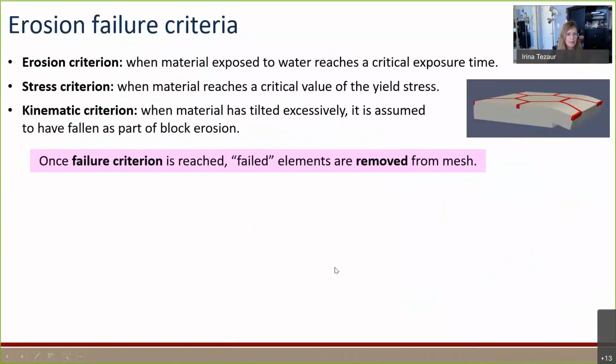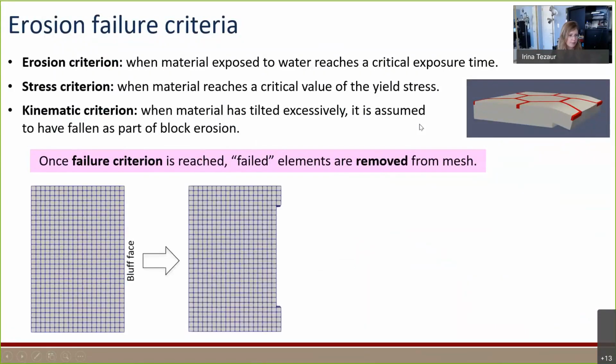And then the last one is the kinematic criterion. This basically just removes material when it has tilted excessively, kind of like the picture shows here, assuming that in that case, it will have fallen off as a part of block erosion. And this has the added benefit of kind of improving the numerics of the simulation, because if you keep this tilted material around, it can kind of mess up the performance of the solvers that we have. Okay.